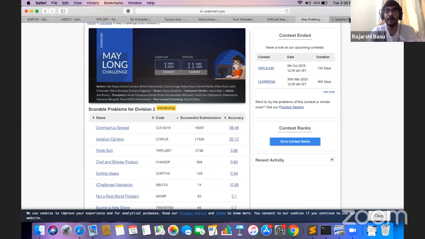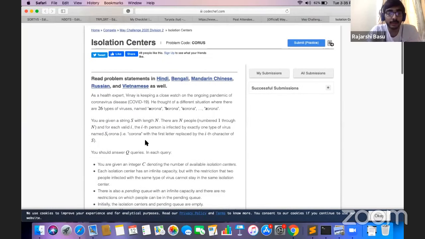Even the second problem. Okay. So in the second problem, we have 26 viruses. So these are just A corona, B corona, C corona, and so on. But effectively, the only thing that matters is the first character, right?